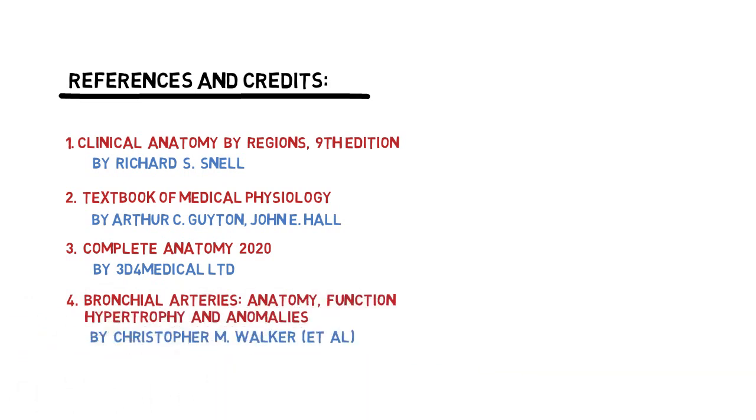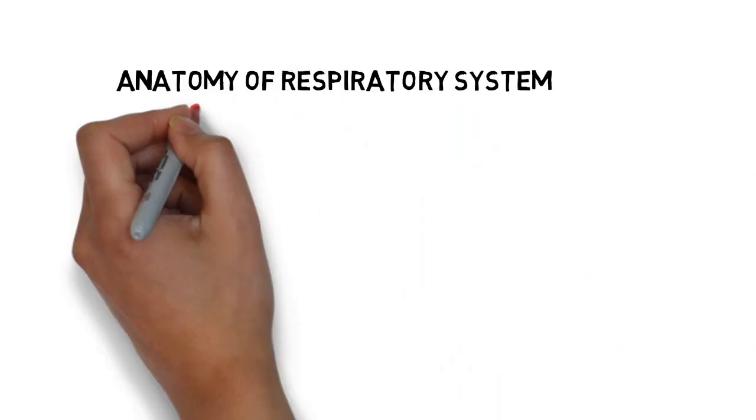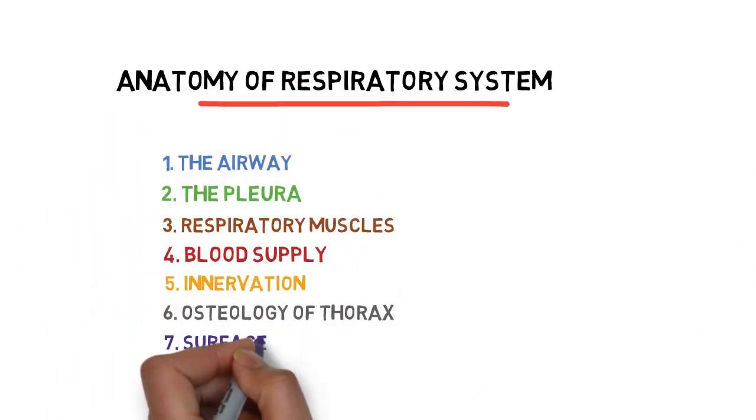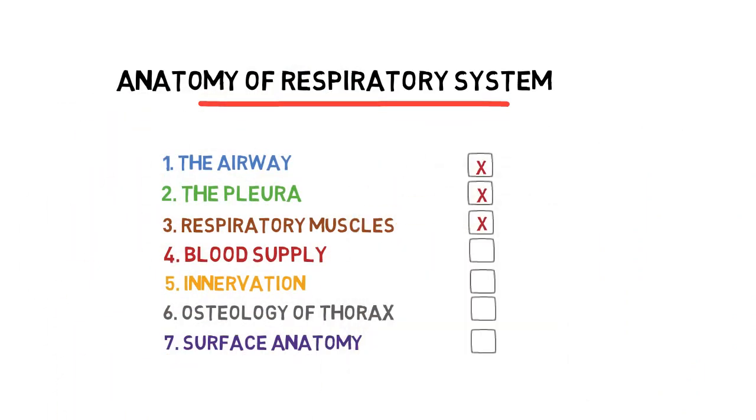Previously, we have covered the airway, pleura, and respiratory muscle. So let's continue where we left off, that is the blood supply to our lung.